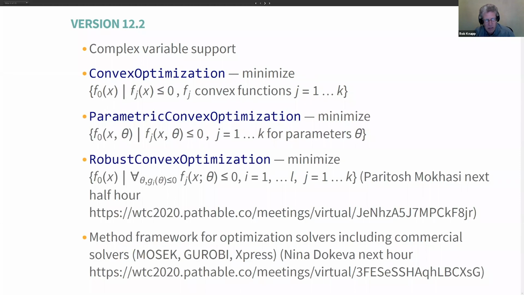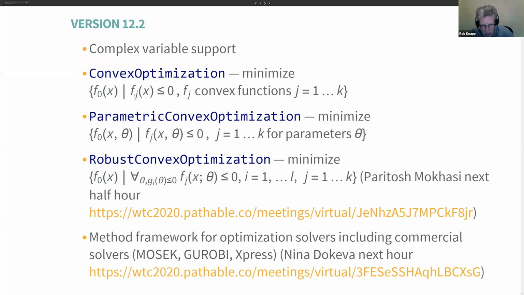Okay, so now for this version coming up, which we'll call 12.2 for good measure, here are things we've just recently added in the last year. One is complex variable support. Another is a general command, ConvexOptimization, that subsumes all of those earlier functions for convenience. Something called parametric convex optimization allows you to use parameters in your optimization and solve quickly for parameters. I'll show some examples of that.